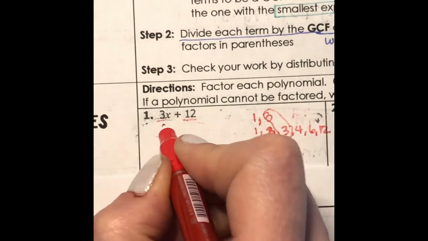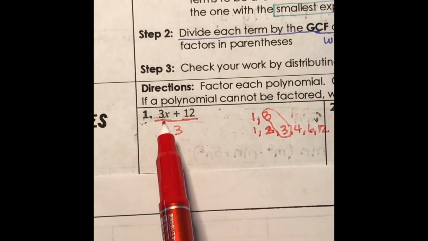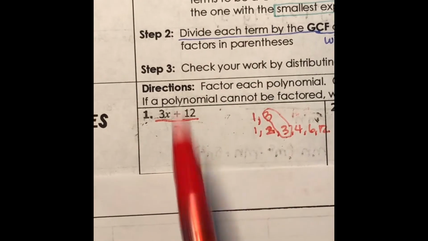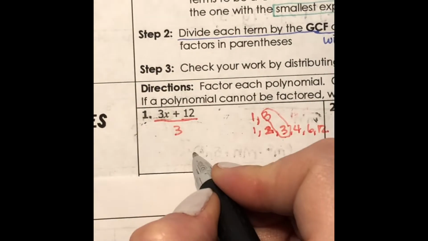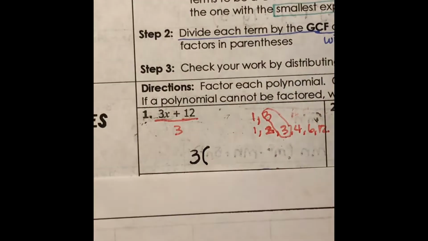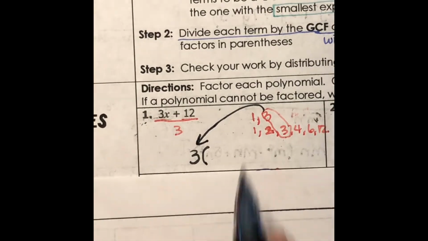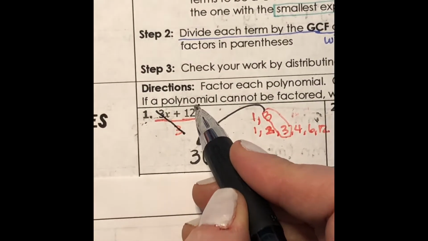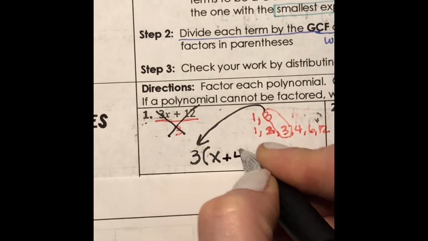So I'm going to divide the whole thing by 3. I'm only going to divide it by 3 because I only have one x here and not an x here, and it needed to be in both terms in order to be a GCF. Because 3 is my greatest common factor, I'm going to put the 3 on the outside of my parentheses. That's always going to be right there. When I divide this out, 3 cancels, and I'm left with just x, plus 12 divided by 3 is 4.